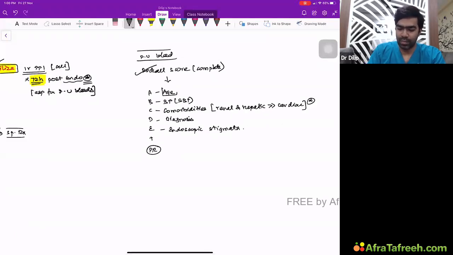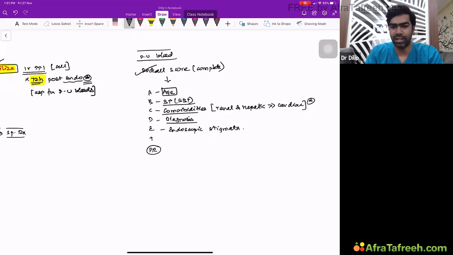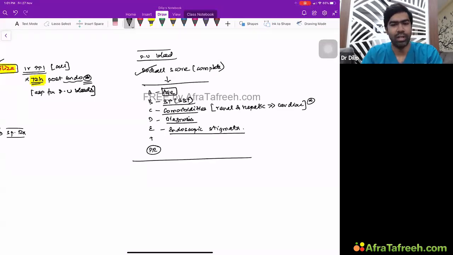So the more the age, the poorer the prognosis. The lower the BP, the poorer the prognosis. Comorbidities, especially renal and hepatic, have a poorer prognosis compared to cardiac failure. Diagnosis, especially malignant lesions, have a poor prognosis. All other benign lesions carry 1 point. No lesion means 0 points. Endoscopic stigmata, low risk stigmata carries no points. High risk stigmata carries 2 points. And pulse rate, the more the pulse rate, which means the more the bleeding, the higher the risk of death. So these are the components of a complete Rockall score.